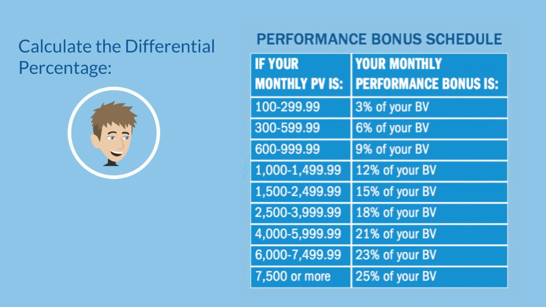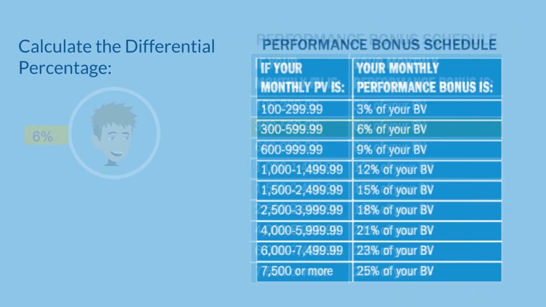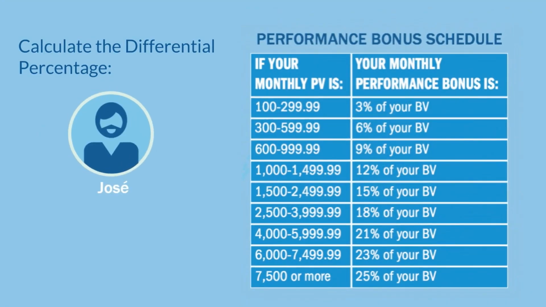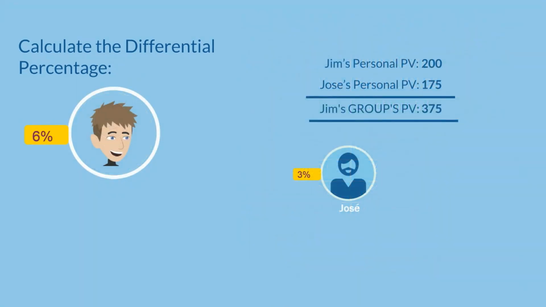Step 2. Locate the group PV on the performance bonus schedule. This puts Jim at the 6% bracket. Step 3. Identify Jose's percentage bracket. Jose's personal PV is 175. So Jose is at the 3% bracket. Step 4. Calculate the differential percentage. Subtract Jose's 3% from Jim's 6%, which equals 3%.